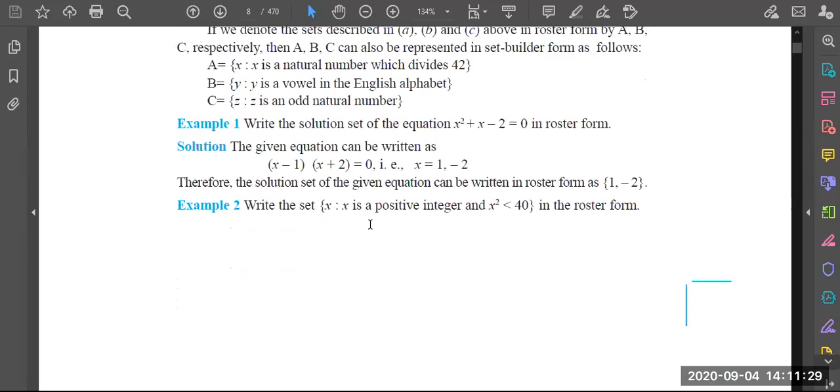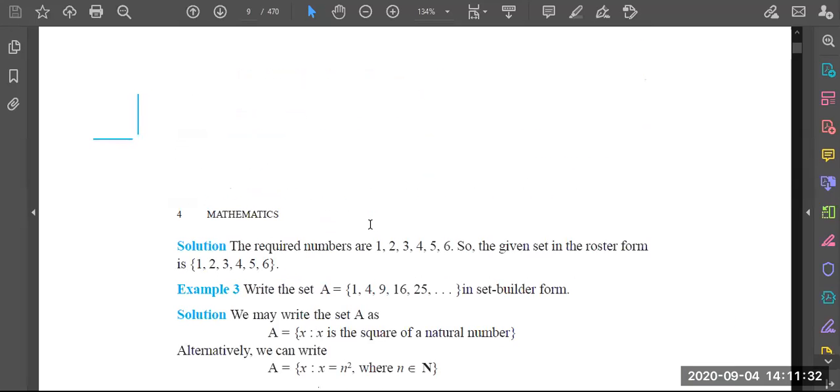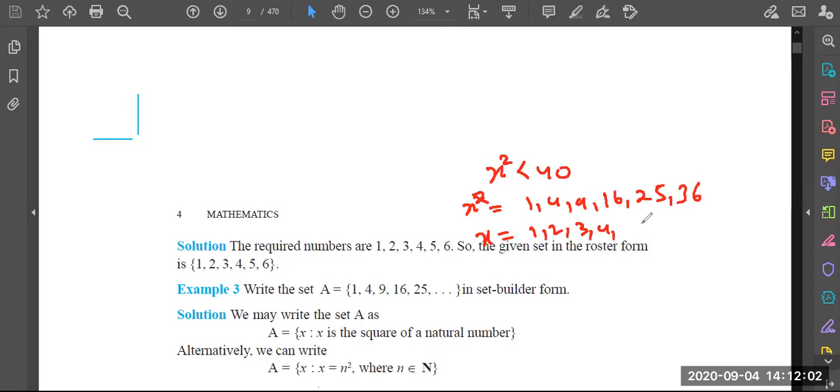See this. The elements of the set will be x, right? Now, if it is said that x square is less than 40, which means the x square value should be what? 1 comma 4 comma 9 comma 16 comma 25 comma 36. This is the value of x square, right? But you have to find the value of x because the element of the set is x. So it is 1 comma 2 comma 3 comma 4 comma 5 comma 6. So this is your set.